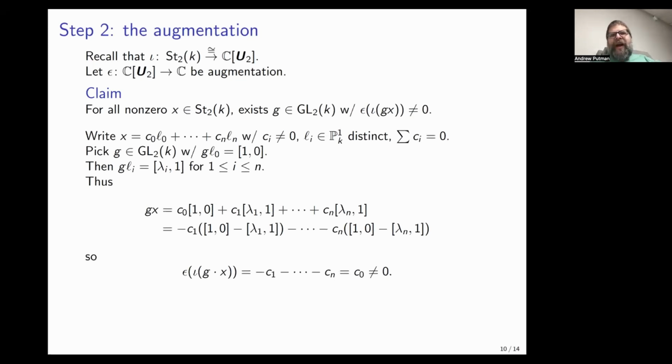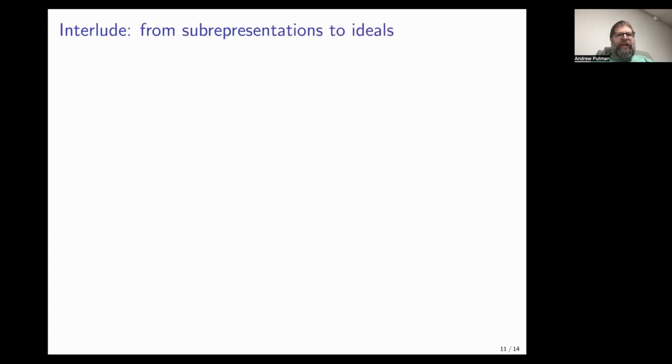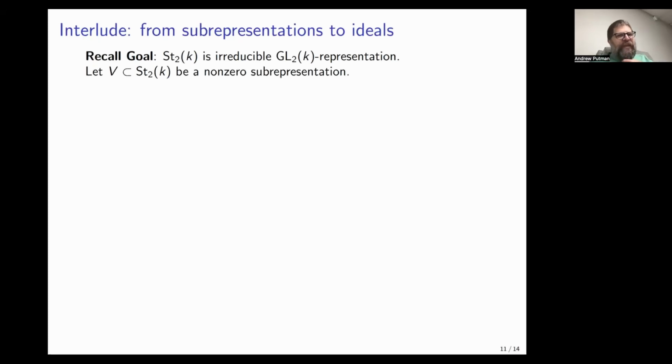But at this point, I'm going to be able to forget about the structure of the Steinberg representation and just focus on this group ring. So let me make an interlude from subrepresentations to ideals. Remember, my goal is to prove that the Steinberg representation is an irreducible GL2K representation. If V is a non-zero subrepresentation and I is iota of V inside the group ring, then what is I? Well, I already said it's an ideal. That's just because the action of U2 on the Steinberg representation, just as a subgroup of GL2K, is the same as the action of U2 on this group ring.